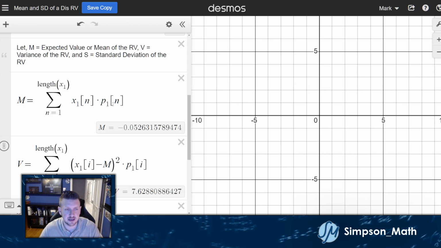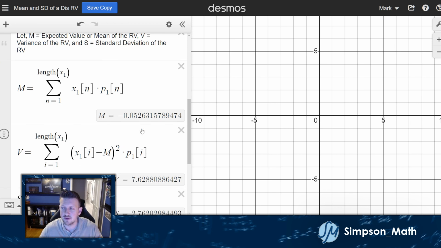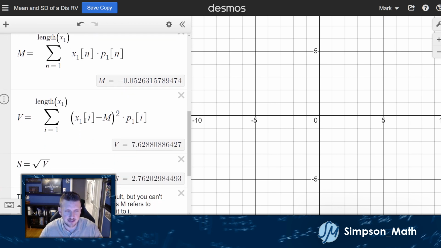So this formula should look a bit familiar. It's the sum of my x's times their probability. I had to do some Desmos things to make it happy. Don't stress about all that coding. I mean, it's not really coding, just math talk. So the mean here is negative 0.0526, which we saw in the notes. Then for the variance, I'm doing the same thing. Notice this is the deviation, the x's minus the mean, squaring it, times the probability, and then we're going to add it all up. In case you're curious, we need an index when we do the sum, and so I'm saying start at 1, the first one.